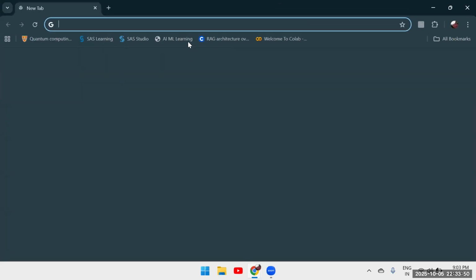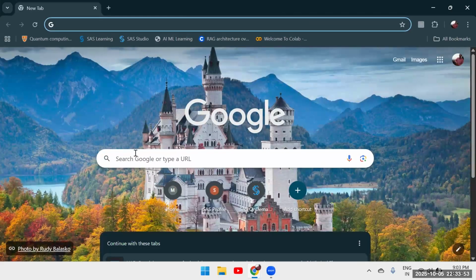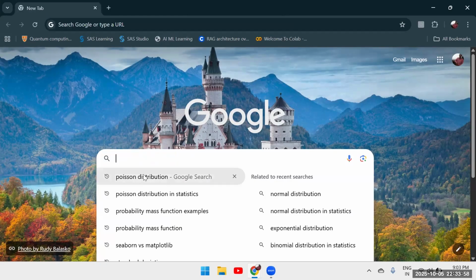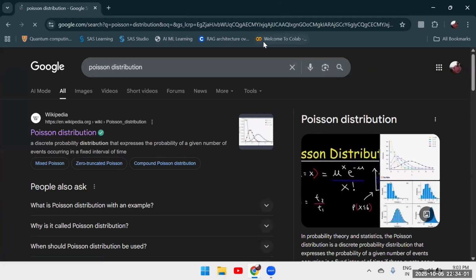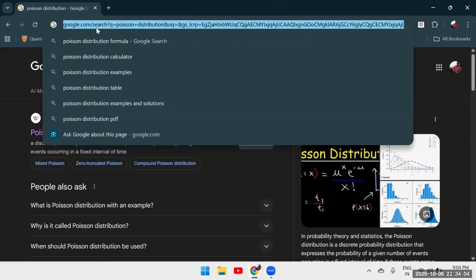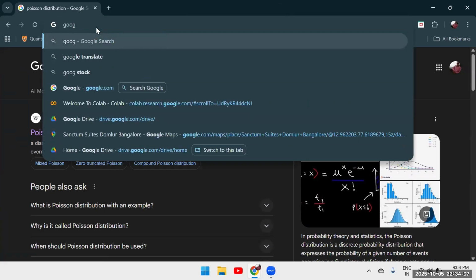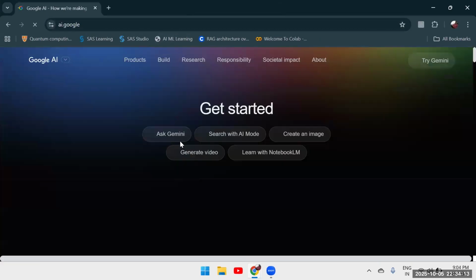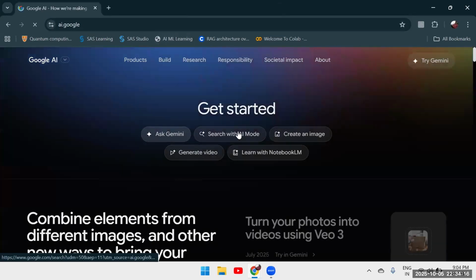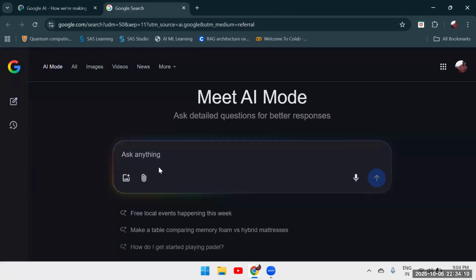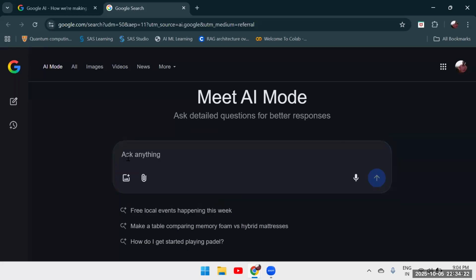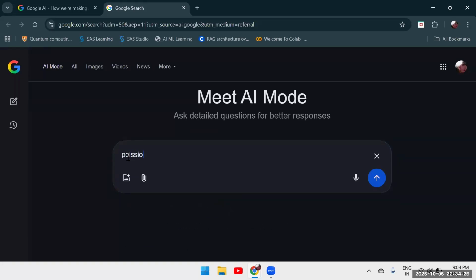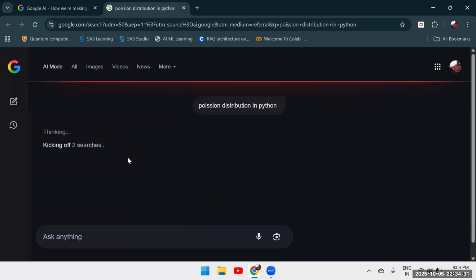I'll tell you. Just go to Google. Nowadays this Google AI is there, which is even more convenient. Whatever concept we are learning, just try typing it in this AI mode. Not sure why this AI mode is not coming. I hope you guys know this, right? Google AI, yes sir. Or you can search with Gemini AI. Yeah, Gemini AI. See, just type in Poisson distribution.